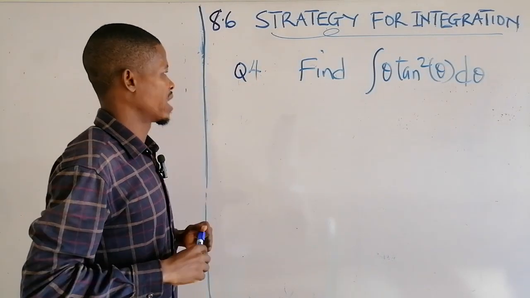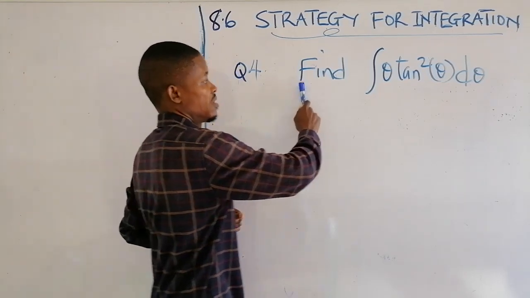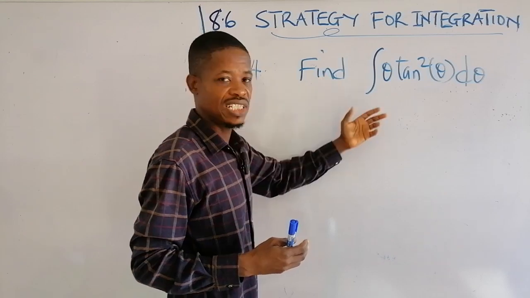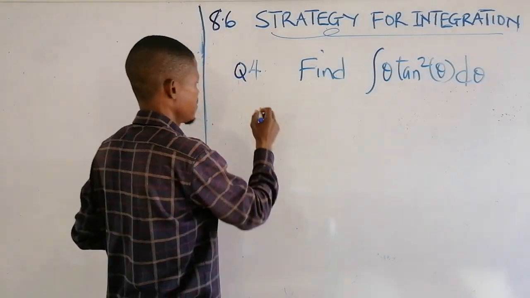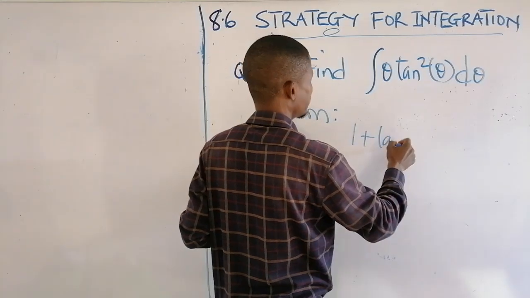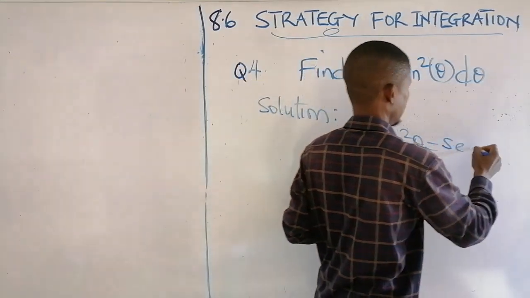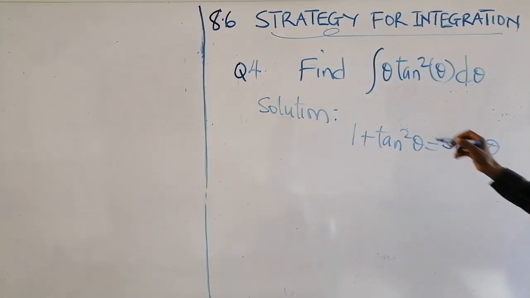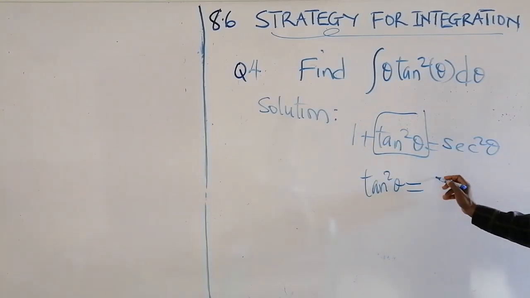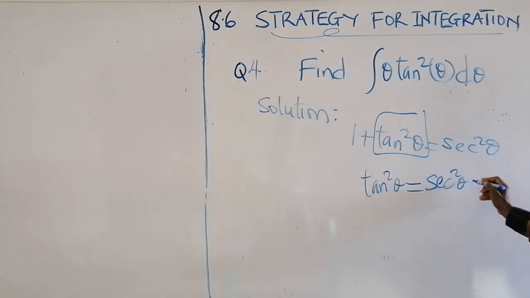Question 4. We have to find the integral of these two functions. There's need for us to use a trig identity, and we're going to start from here. Solution. Note that 1 plus tan squared theta is equal to sec squared theta. And we can make tan squared theta the subject: tan squared theta is equal to sec squared theta minus 1.